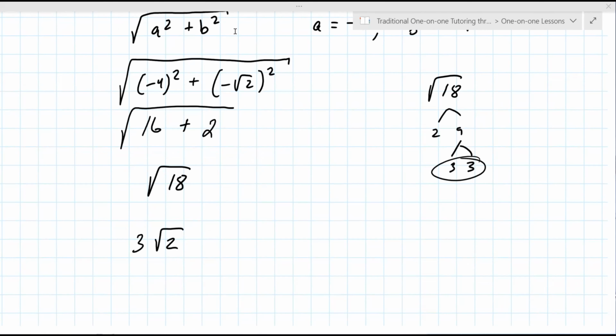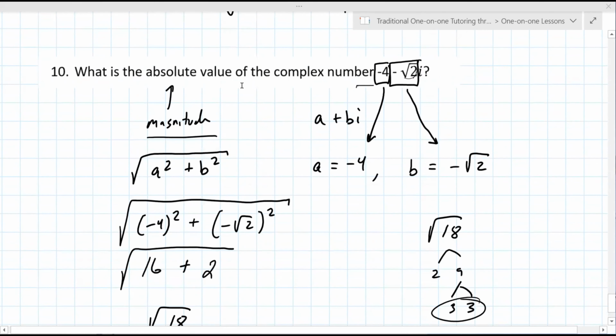So a lot of formulas here. When you go back and look at these notes or when you're preparing for this, on your exam you're probably going to get a different number, but it's going to be the same steps. Make sure you put the negatives in parentheses and square it, and make sure you can reduce your root.